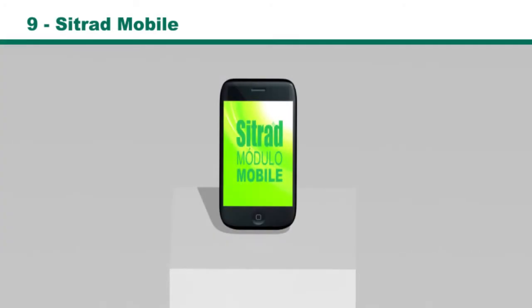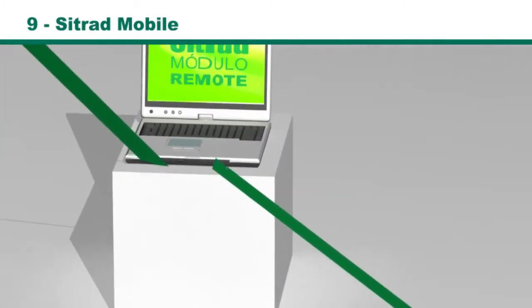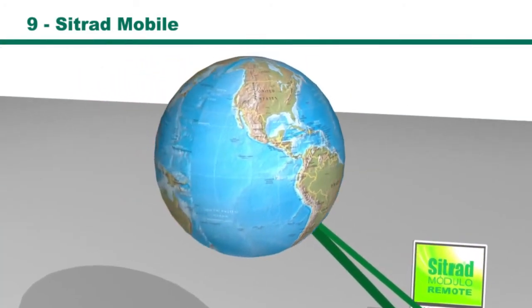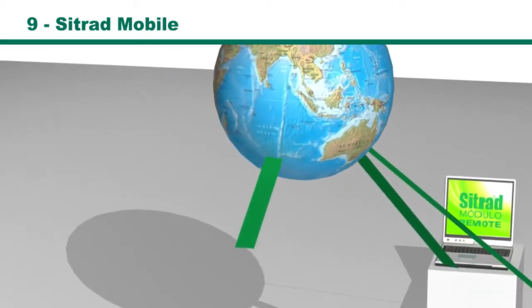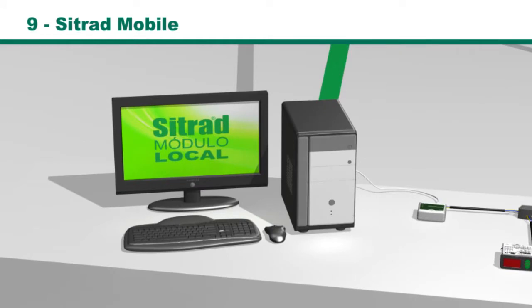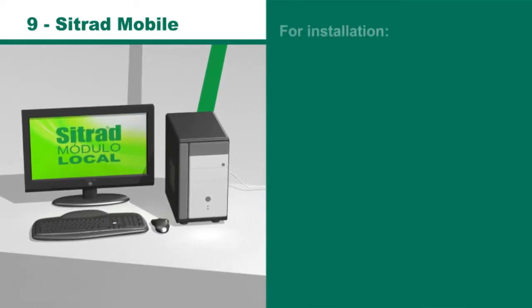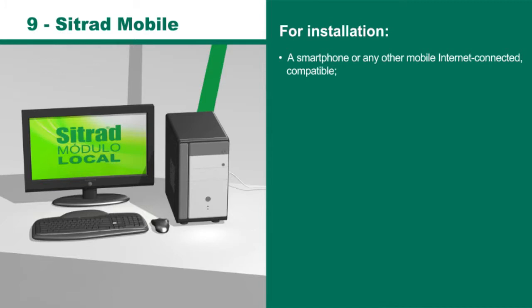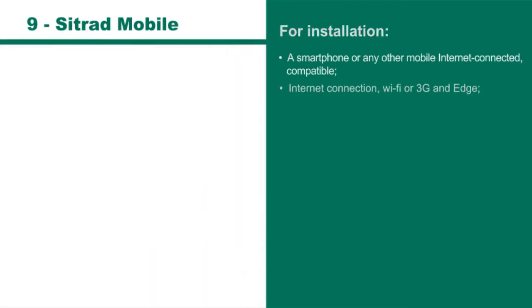Sitrad Mobile. Sitrad Mobile is a module installed on smartphones or other common mobile phones, which enables the remote managing of Sitrad Local information, with the facilities of a smartphone providing mobility to access at any time, especially when the alarms are configured to notify you. For installation, we'll need a smartphone or any other mobile internet-connected device compatible with Sitrad Mobile. Internet connection: Wi-Fi or 3G and Edge.